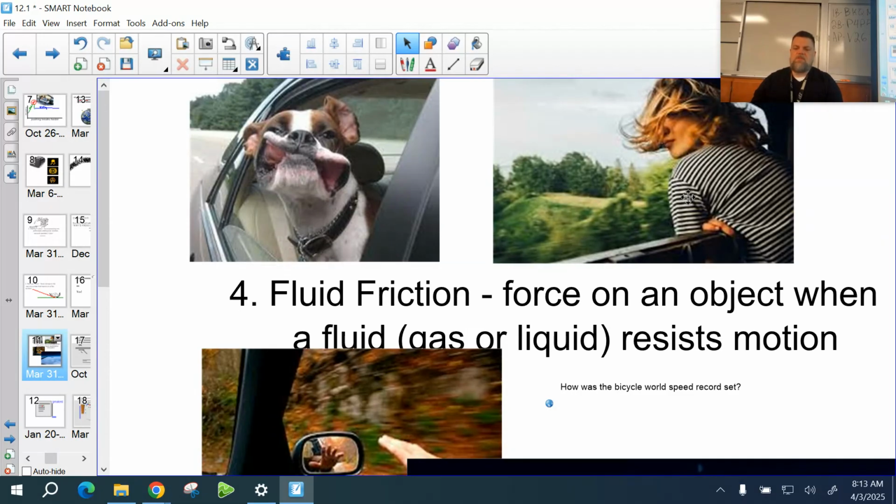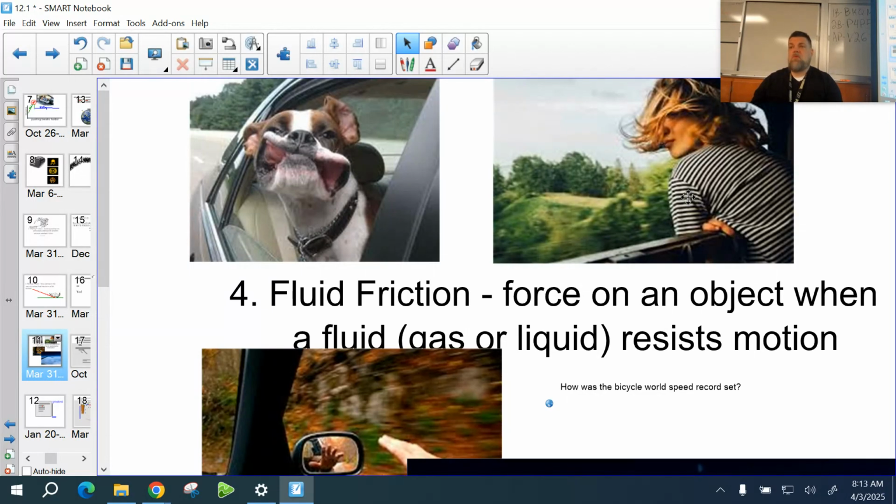Number 4 is fluid friction. Now remember, air or a liquid is a fluid, right? At least from a physics perspective. Now there's a difference between gas and liquid, right? You learn that in middle school, the states of matter. What's a gas? What's a liquid? What's a solid? But fluid is referring to gas and liquid.